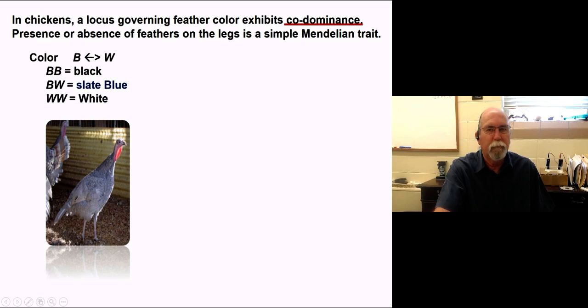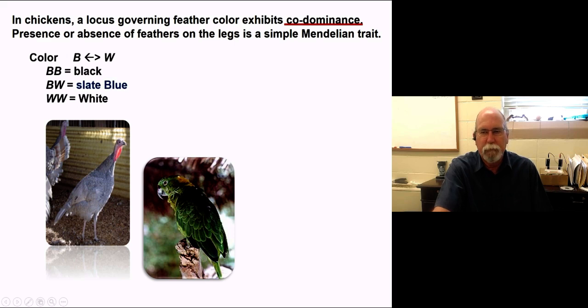So these are called slate blue, right? But it's true codominance because you're actually getting expression of the black allele and the white allele, so we see blue. Just like in this parrot, right?